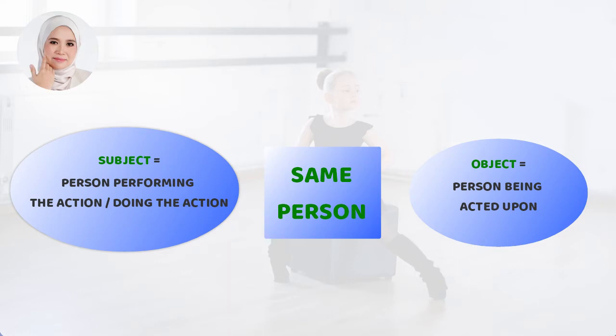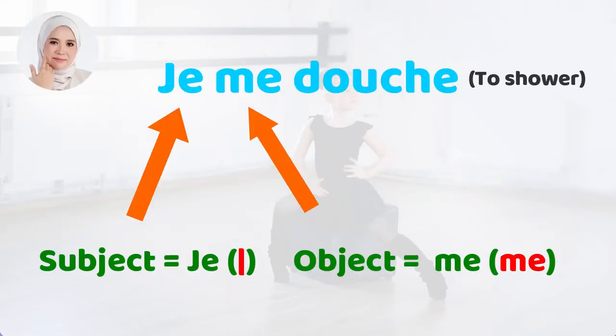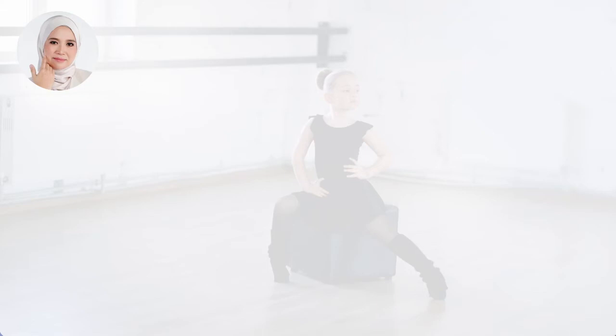Okay, so let's look at the verb example. You have the verb se doucher. Se doucher means to shower. So this is the verb pronominal. In English it means I shower, you shower, and so on. The subject here is I who shower, and to whom the action of showering is done, it is to me. So the same person is subject and object.